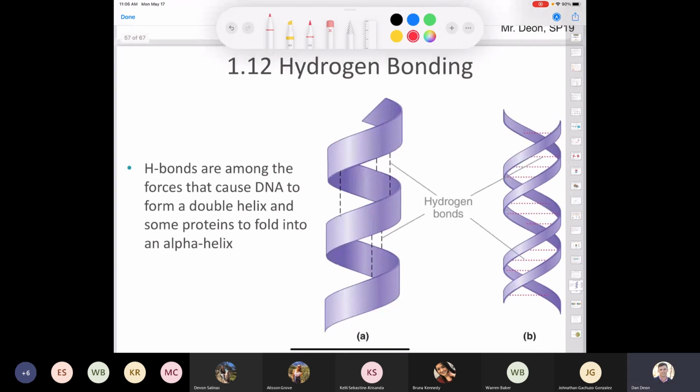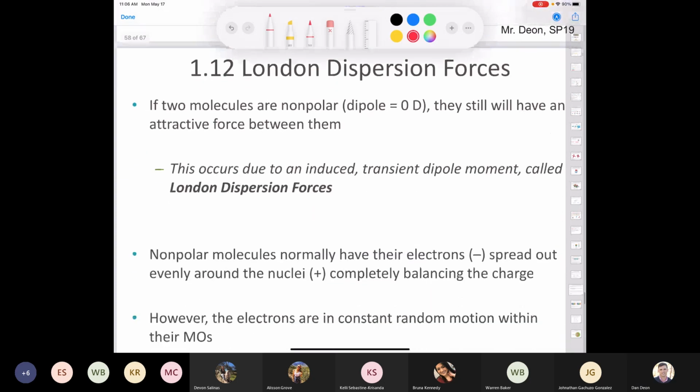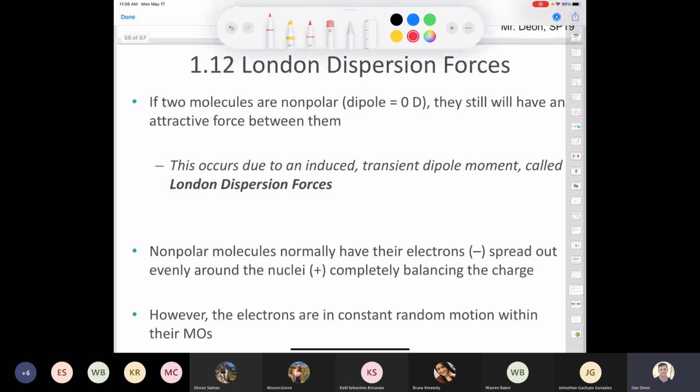Hydrogen bonding is responsible for the double helix in DNA. It's also responsible for the alpha helix in proteins. If you've ever studied the alpha helix and the beta pleated sheet, which is a type of secondary structure in proteins. Okay, so let's cover the last type of intermolecular force, and then I think we're going to call it a day because my voice is getting a little sore.